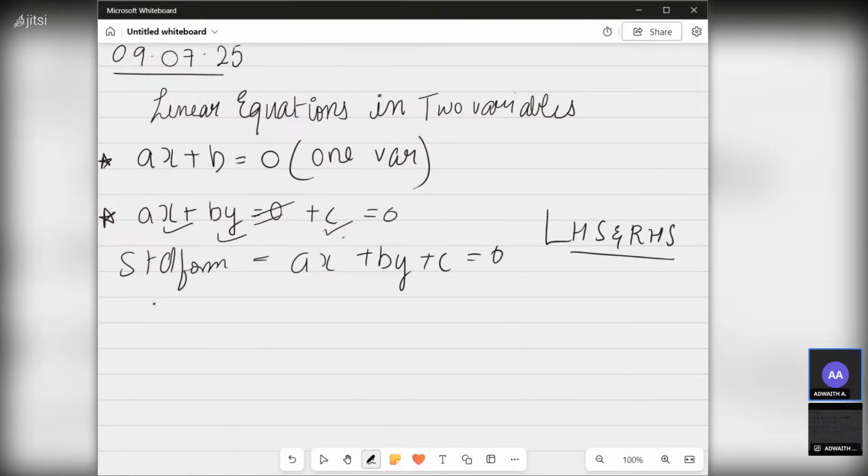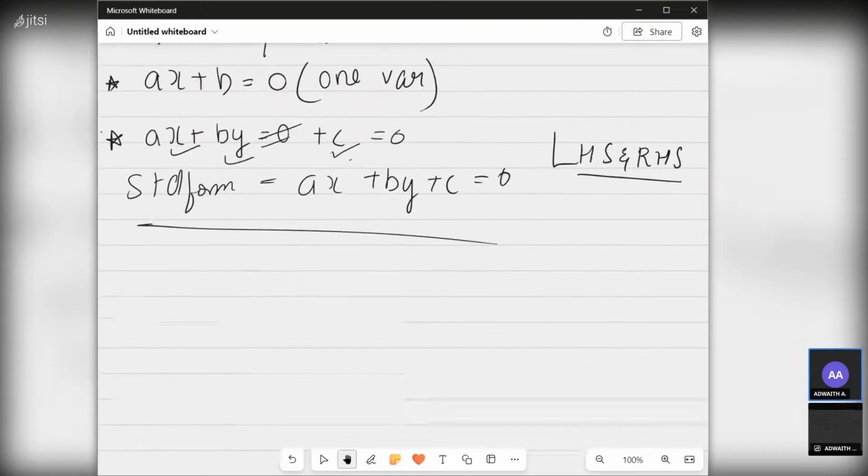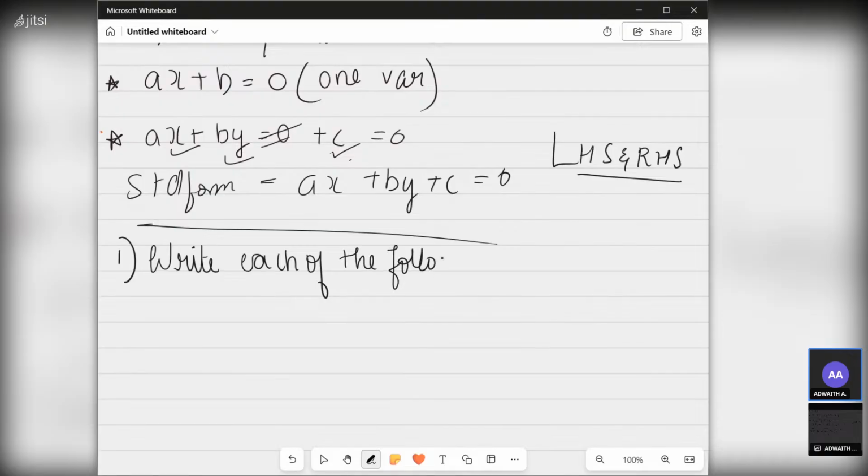Okay, now let's start questions. First question: write each of the following in the form ax plus by plus c equal to 0. Also state them.